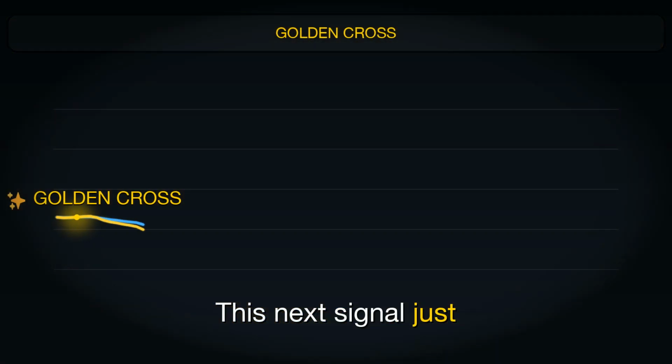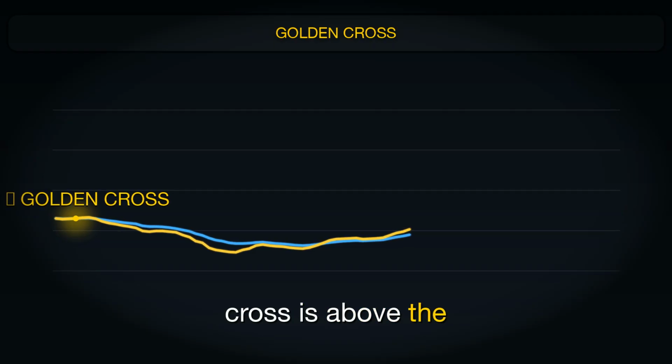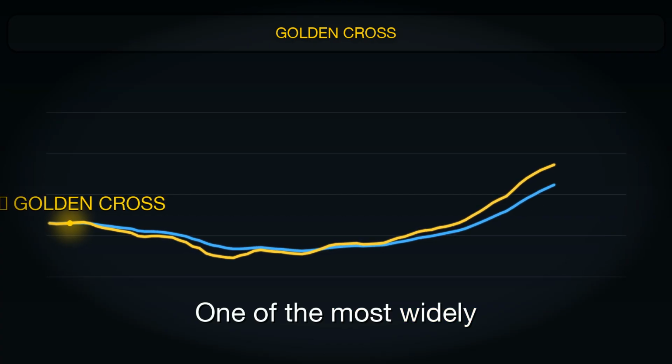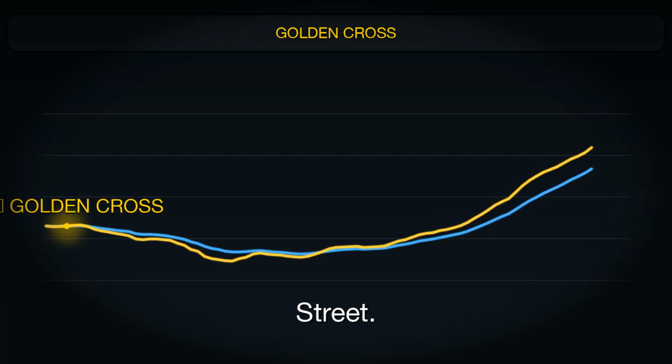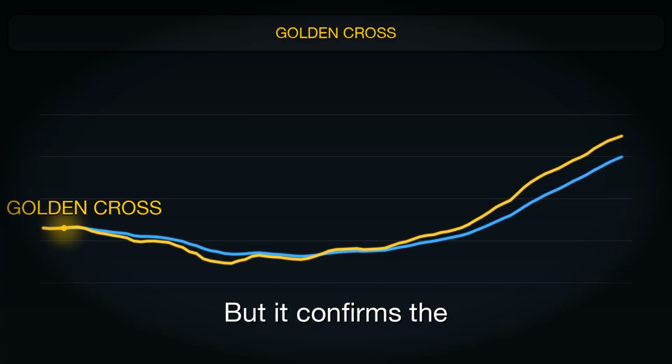This next signal just needs 2 moving averages. When a fast average crosses above the slow one, that's a golden cross, one of the most widely watched bullish signals on Wall Street. It's not early, a chunk of the move already happened, but it confirms the trend is real.